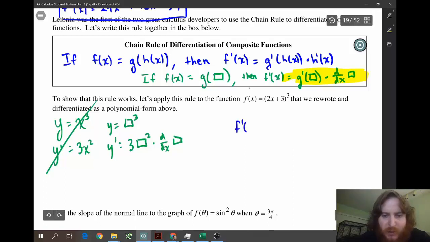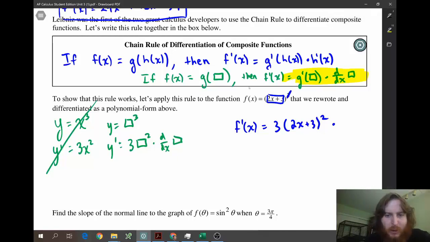So for f prime of x, we're going to start off with that cube. If we had anything, some box cubed, what would be the derivative of box cubed, of anything cubed, would be 3 times that box squared. Now we're not going to write the box, we're going to put back in 2x plus 3, right? But that's squared. And then once we have that, now I cancel out my 3, I cancel out that outside thing, and I do the derivative of the next part. Well, what's the derivative of 2x plus 3? It's 2.